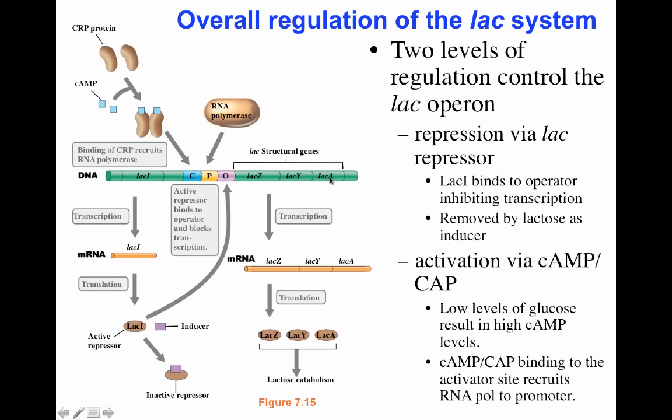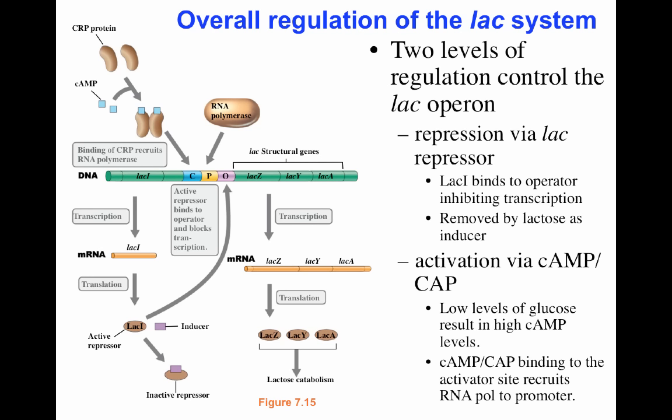So let's take a look at the overall regulation for the LAC system. And we can think about it as having two different levels of control. The first one is the repression of the promoter by the binding of the LAC repressor. So the product of the LAC-I gene is going to bind to the operator, and that is going to inhibit transcription. And when lactose is present, lactose is going to be able to bind to the active repressor and inhibit its binding to the operator.